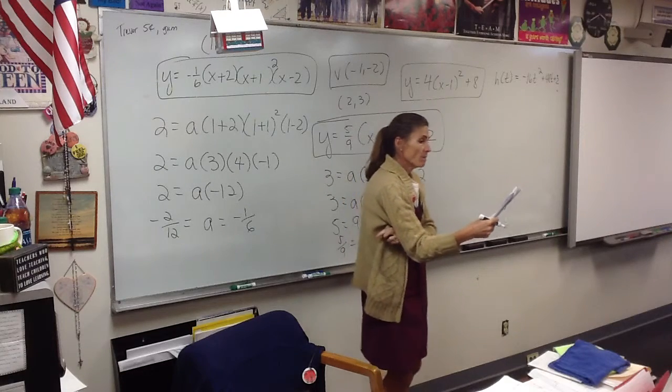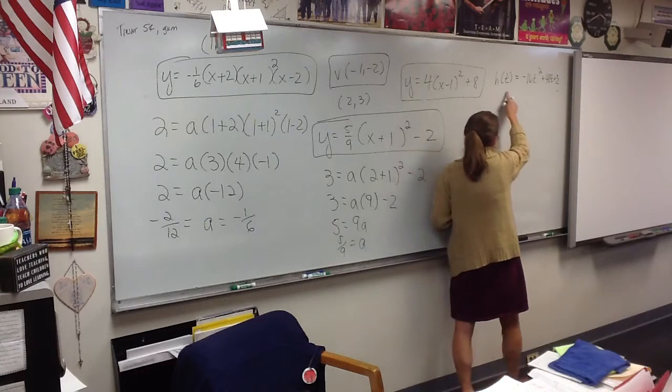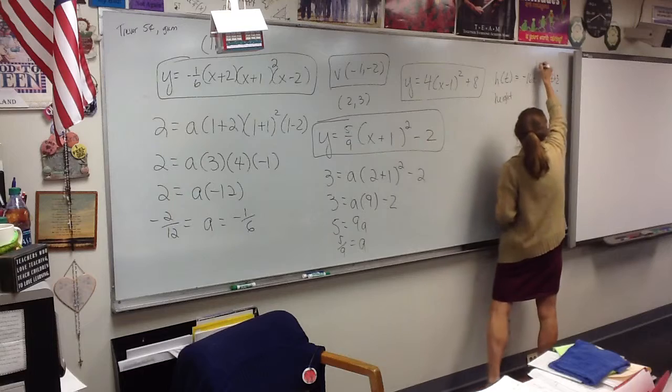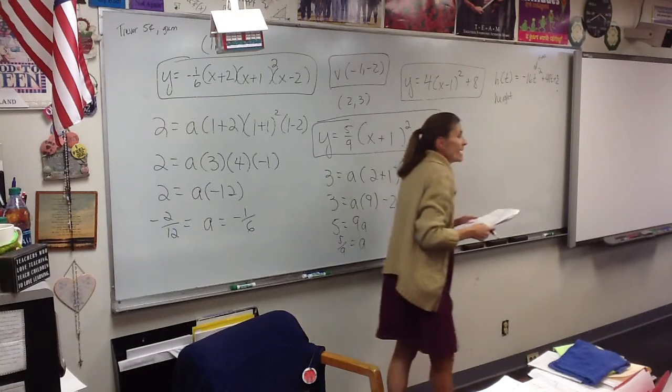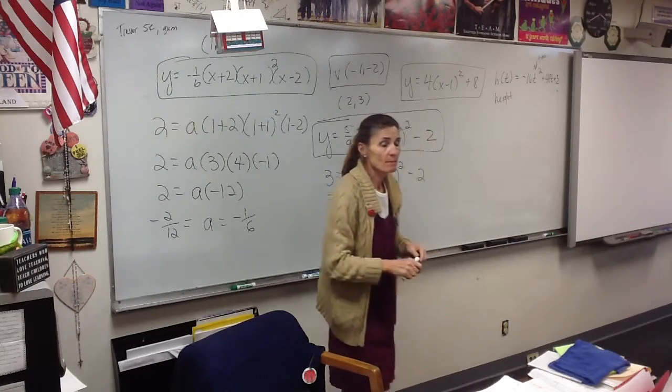The height of a ball above the ground is given by this equation. Here's the height. Here's the time. Find the maximum height and the time it was reached.